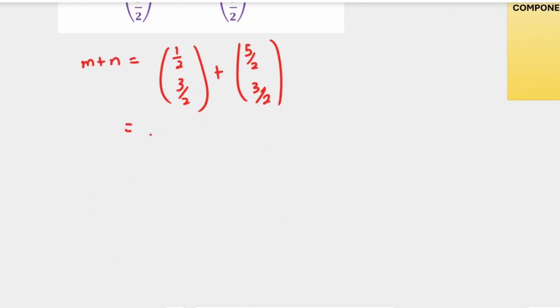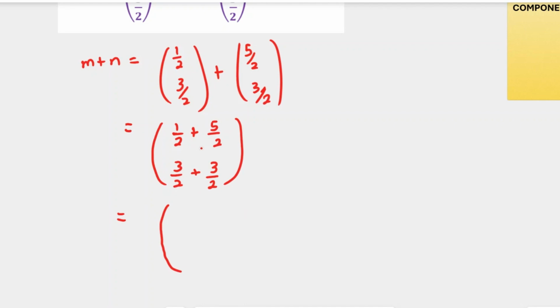Okay, so we have to add 1/2 plus 5/2. That will be for the x component. Let's come to the y component: 3/2 plus 3/2. So regardless of the components of the vector, when it comes to addition and subtraction, we just add or subtract corresponding components. So let's continue.